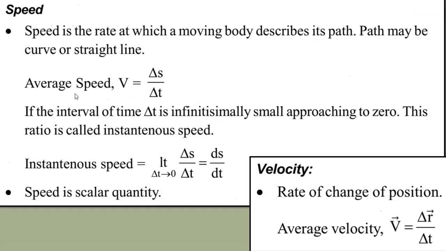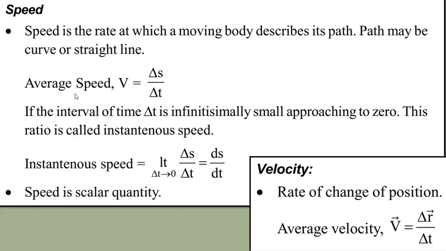Then speed. Speed is the rate at which a moving body describes its path. The path may be a curve or a straight line. If the path is a straight line, it is rectilinear motion. If the path is a curve, it is curvilinear motion. The average speed v is equal to displacement divided by time, so delta s divided by delta t.